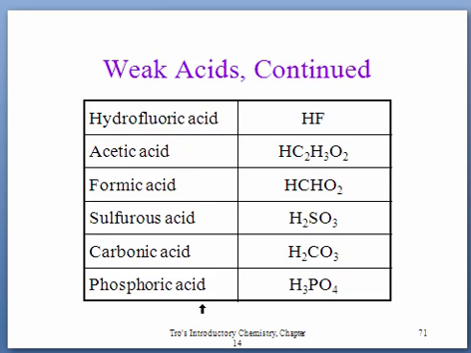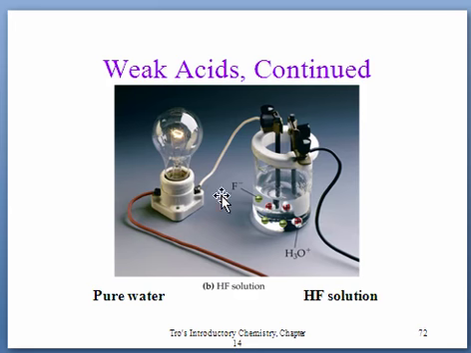Here are some examples of weak acids: hydrofluoric, acetic, formic, sulfurous, carbonic, phosphoric, and any naturally occurring carboxylic acid is going to be weak. If we were to put a light bulb connected into a solution that was a weak electrolyte, such as hydrofluoric acid, we have a weak acid in here, very few ions, so the light bulb is going to light up, but very weakly, because only a small amount of current can pass through because there aren't that many ions.